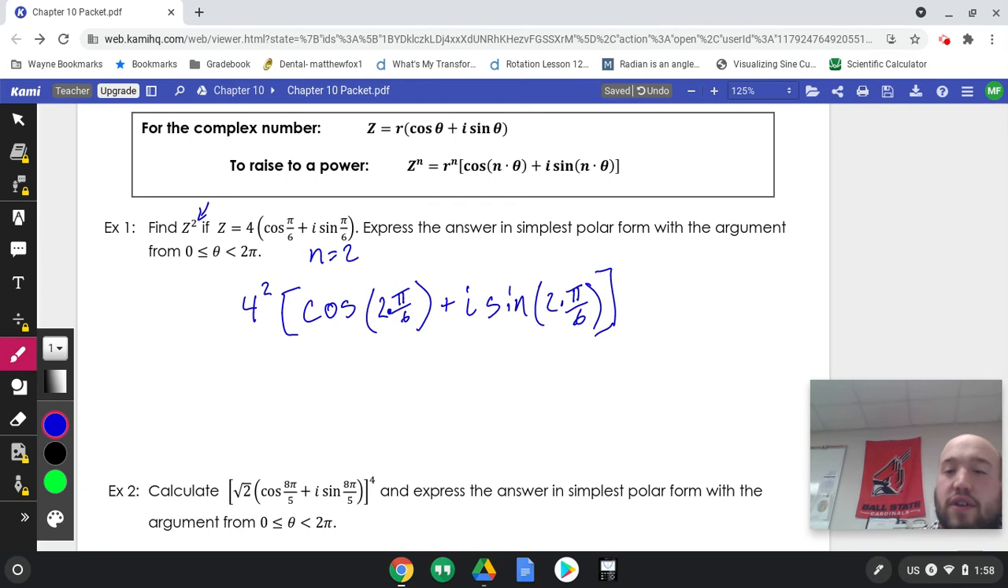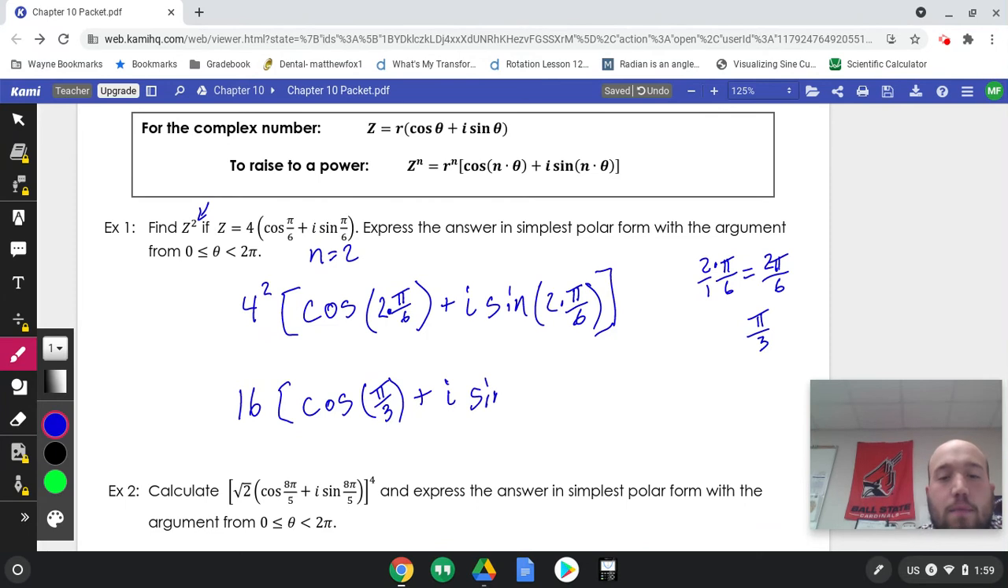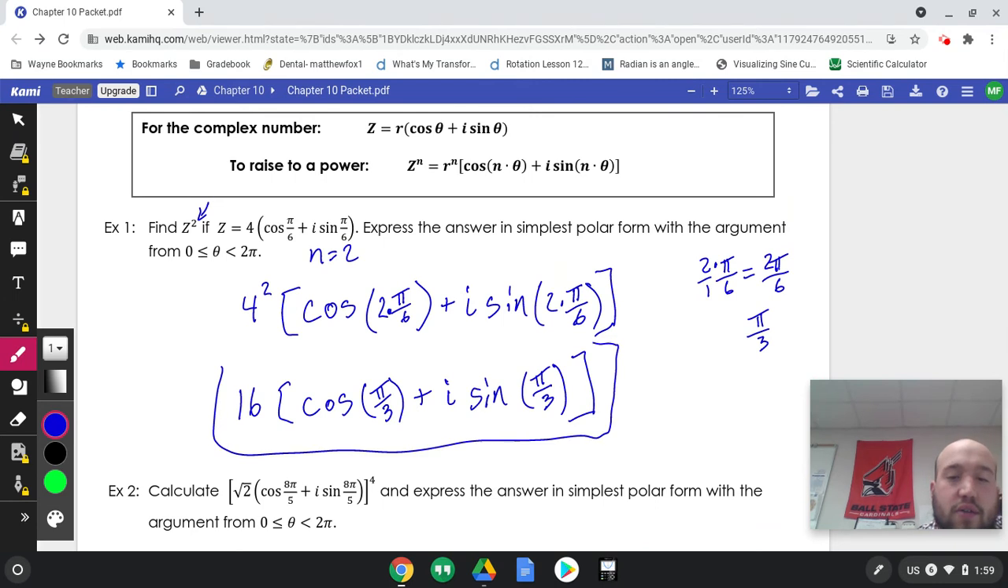Now over here on the side, we're going to figure out what that is. 2 over 1 times pi over 6 gives us 2 pi over 6, which reduces to pi over 3. Now a quick check: is pi over 3 between 0 and 2 pi? The answer is yes, so we're good. 4 squared is 16. So 16 times cosine of pi over 3 plus i sine pi over 3. And we're done. That is all there is to it.